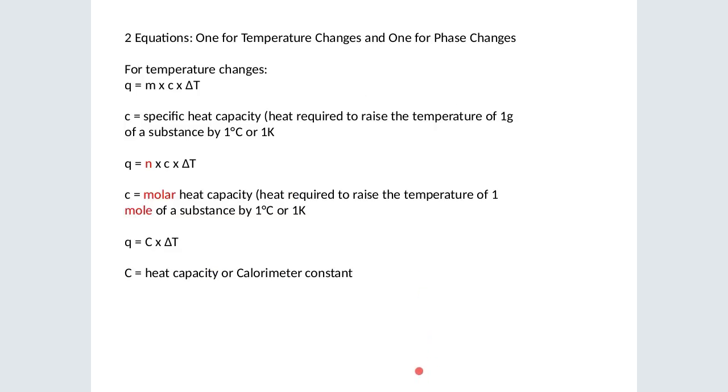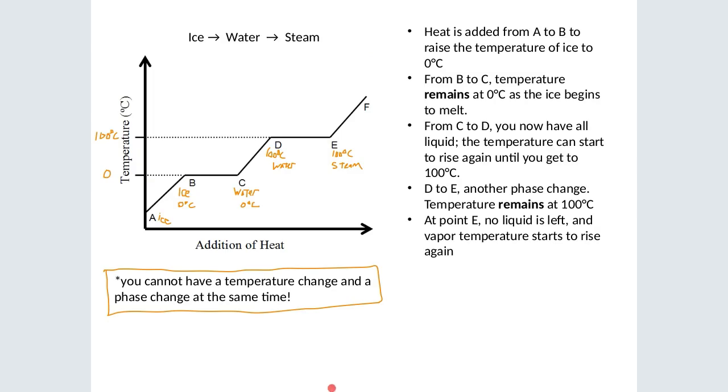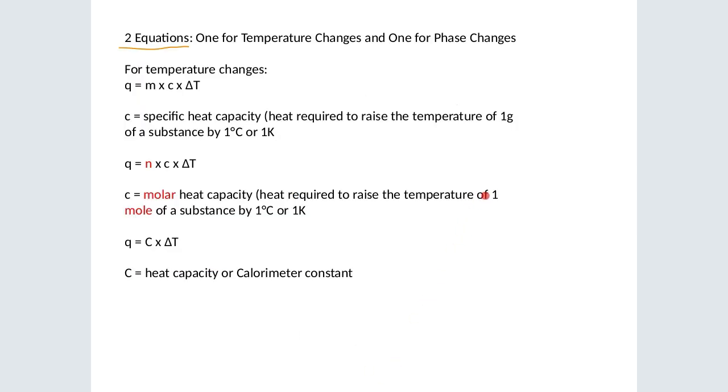All right, now as we do these calorimetry problems, we're going to have two equations. One is going to be for temperature changes, the other one is going to be for phase changes. So we've got two processes going on here. We've got temperature changes that are the slopes, and then we have phase changes, which are the flat lines. So let's go over what these two equations are.